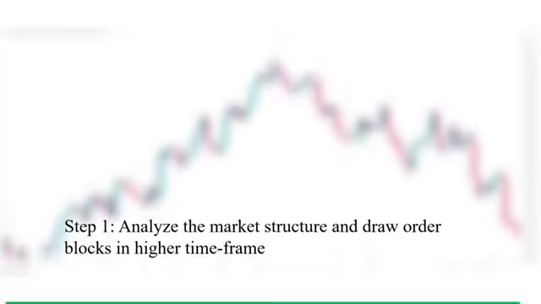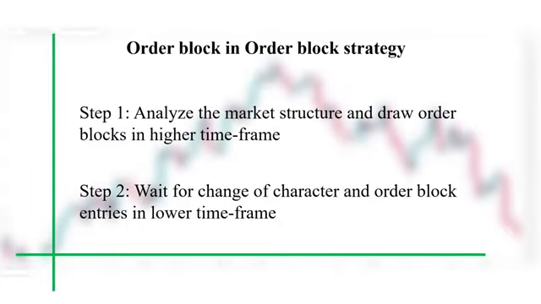This strategy has two steps. First, we analyze the market structure and point out order blocks in the higher time frame. Second, we zoom in to the lower time frame and wait for a change of character to appear, and look for order block entries. For example, if we have pointed out our order blocks in 4 hours, we look for entries in 15 minutes.